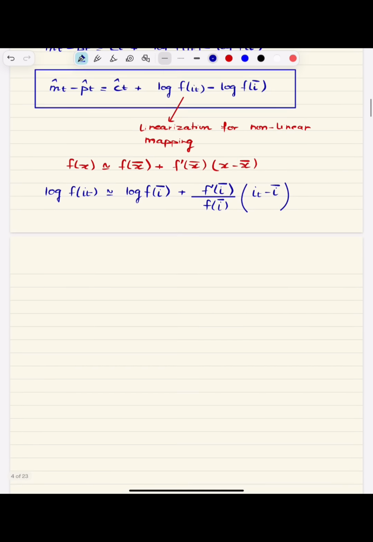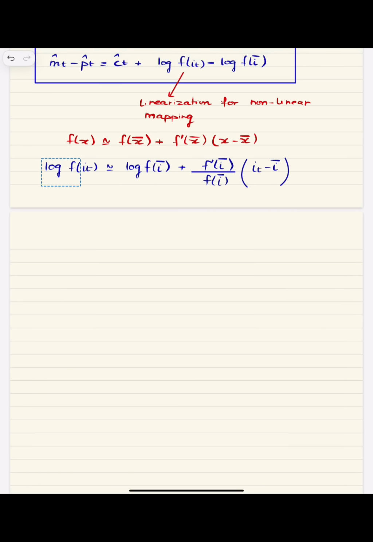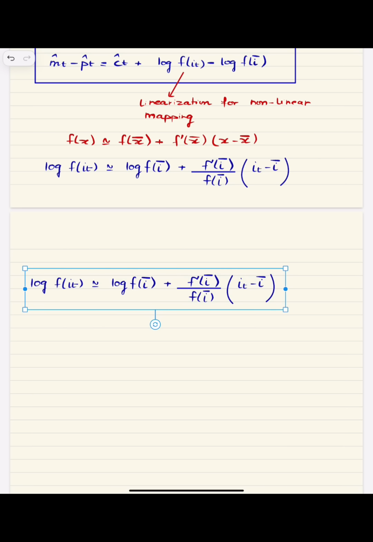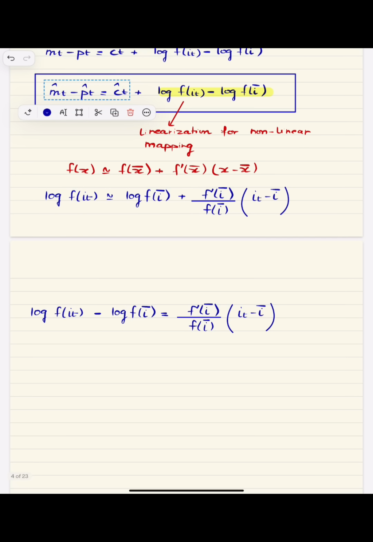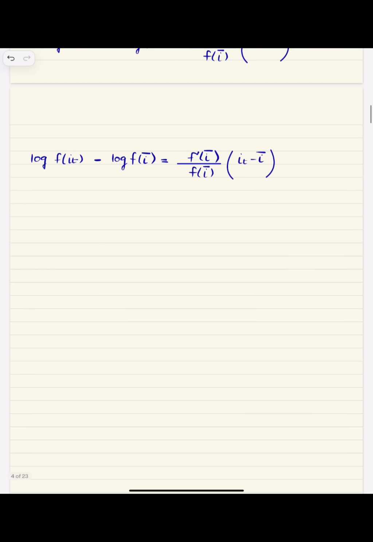Okay, so therefore we wanted to find the answer for this, actually, this whole thing. So if I take log f i bar on the other side, we'll have an equals sign there and a minus sign here. So let's just substitute that. What will be our linearized version of the function? We'll have this here plus this here.